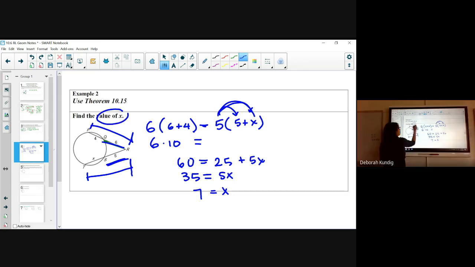For this one, I was just finding the value of x. So now that I found the value of x, I'm done. I have x is equal to 7. So this one is the tricky one because it's not just piece times piece. It's the outer piece times the whole thing, and you have to add those two pieces together, whether it's just numbers or you put it in an expression of 5 plus x.